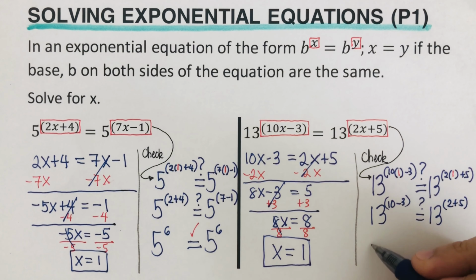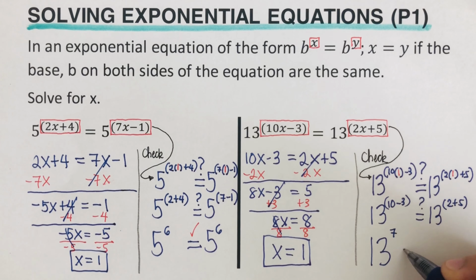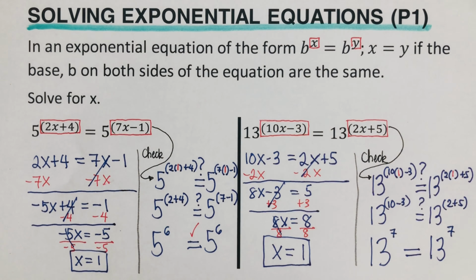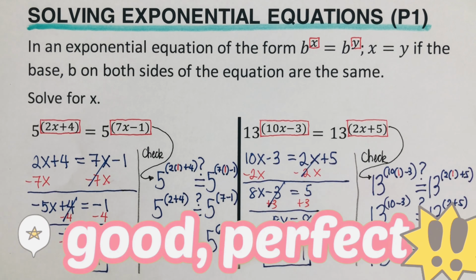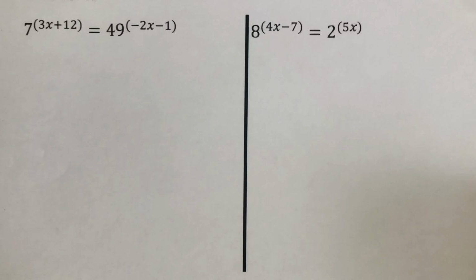So then we go ahead and simplify it. That would be 13 to the 7 is actually equal to 13 to the 7. So both sides of the equation are equal. Did you get the same answer as this? Good. Perfect. Now let's move on to this next example right here.